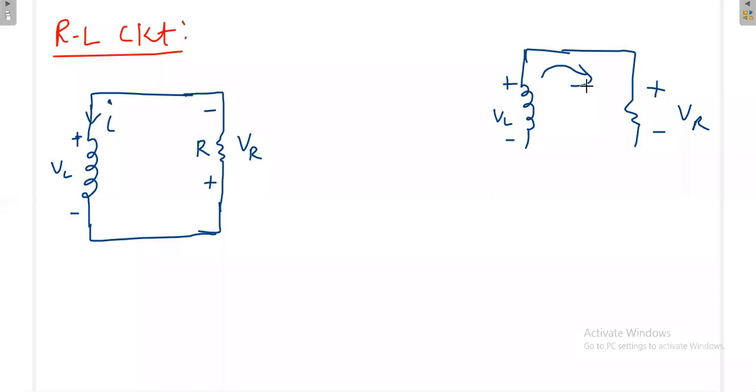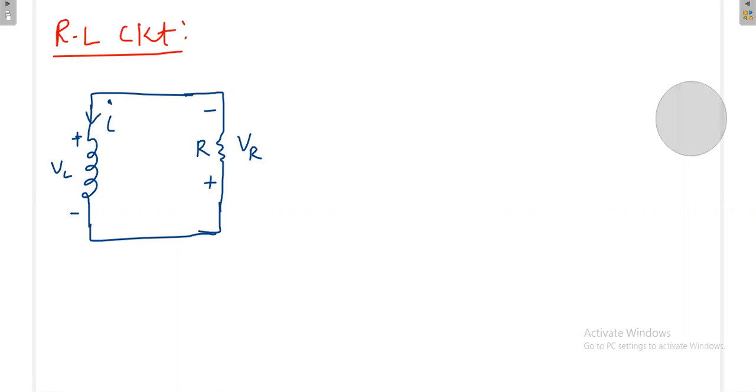That's okay, but we are following the circuit convention. Finally, if you measure VR, that VR also will be negative, because we are taking the VR in the opposite manner, following the previous circuit convention. Okay, so we'll proceed now. We'll see what happens.